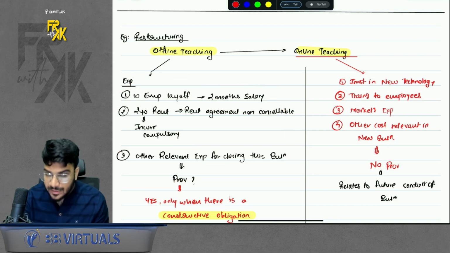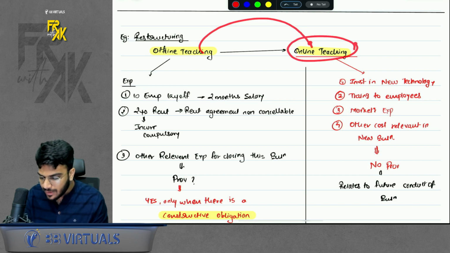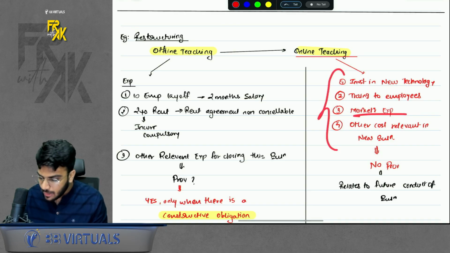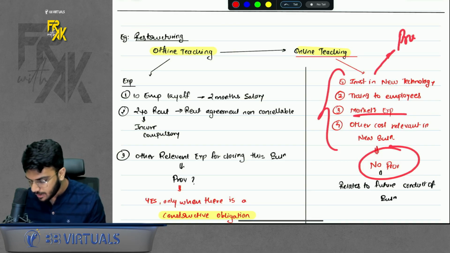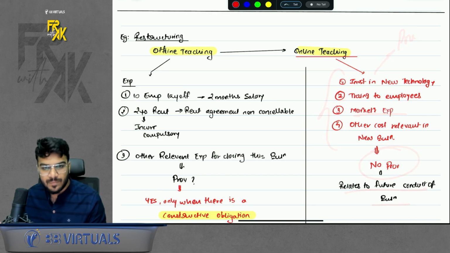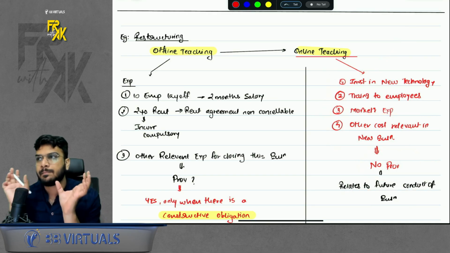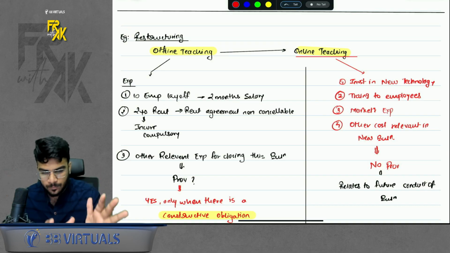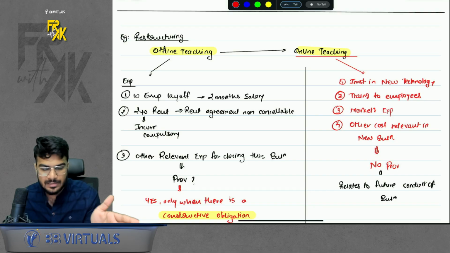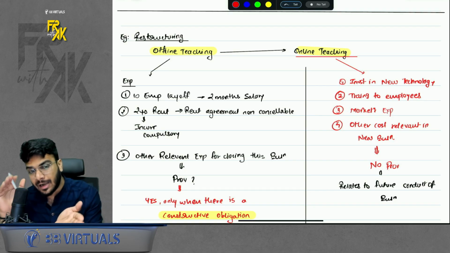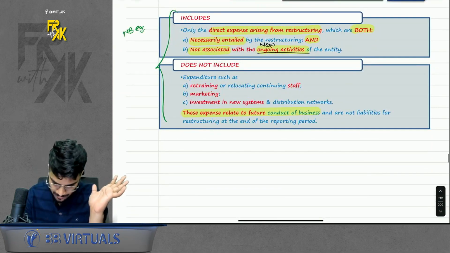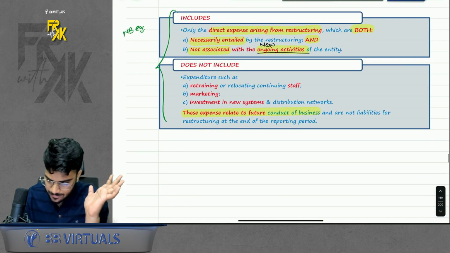Okay. But let's say you are shifting to online teaching. So when you start online teaching, you will have to invest in technology, hire new employees, train the new employees, and incur marketing expense. These expenses you will not consider in the amount of provision. Why? Because these relate to future conduct of business. So do remember, in the provision of restructuring, consider only those expenses which relate to the existing closure of business. If it relates to the future conduct of business, it will not come in restructuring provision. The same is mentioned here as well. Clear, guys? Yes, sir. This is clear.